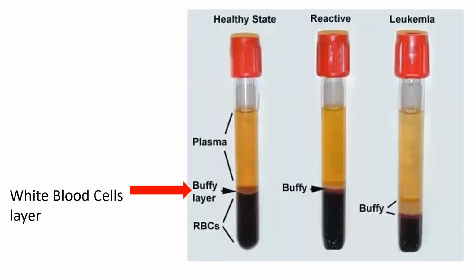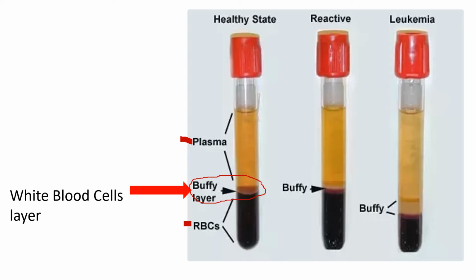This is kind of more of a realistic picture of it, right? So you have the plasma, that's the top. The RBCs, or in other words, erythrocytes, are on the bottom. Why are they on the bottom? Because they weigh the heaviest. And then you have the white blood cells right here in the middle. We often call this the buffy coat. All right, so that's the white blood cells.